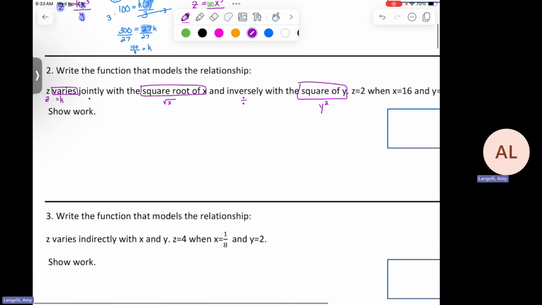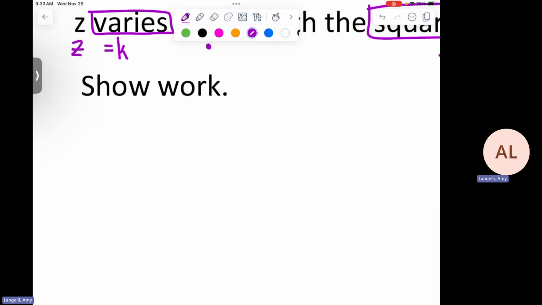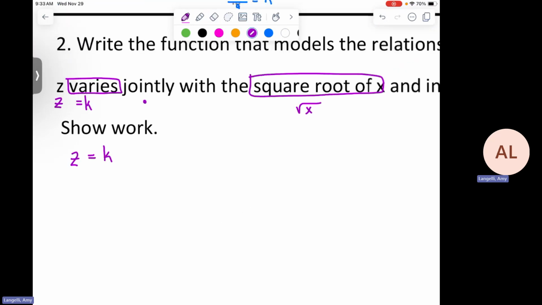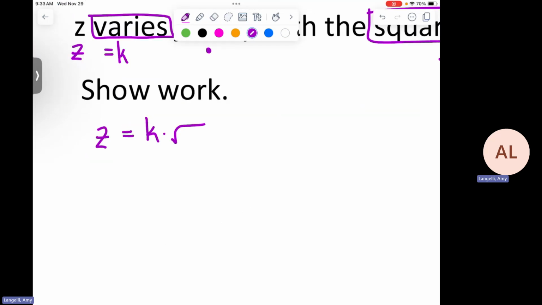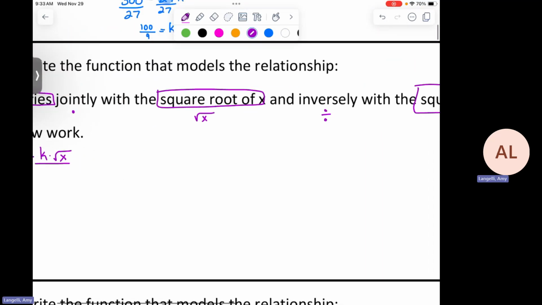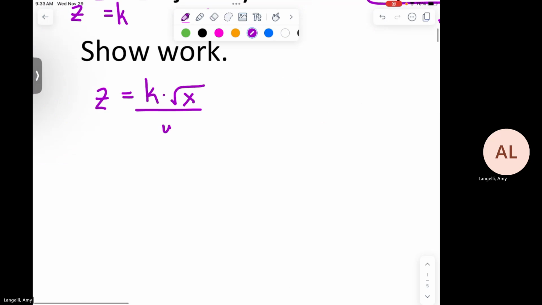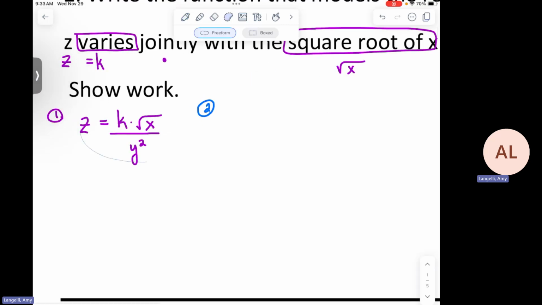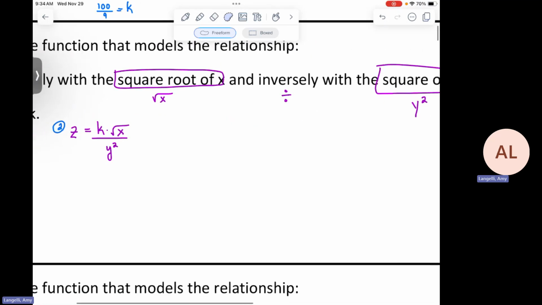So all together, that's going to be Z equals K, and then multiply with the square root of X. You don't have to write the multiply symbol if you don't want to, because it's implied. And divide by Y squared. So there it is cleaned up. There's step 1. Step 2 is a little more intense because we have to plug in all that stuff. I'm going to go ahead and duplicate it. And I'm going to erase the numbers and replace them with what they say.